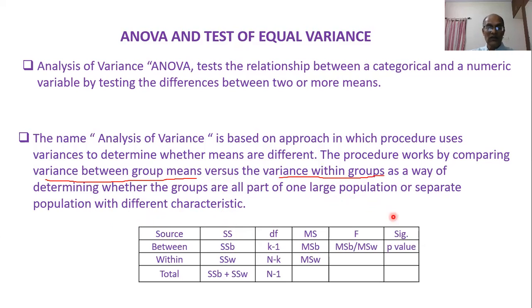This is typically called an analysis of variance table, or Anova table. Here the variance between group means and the variance within group means are calculated, and their ratio is calculated. This test is called the F test, and its significance is determined by the p value.